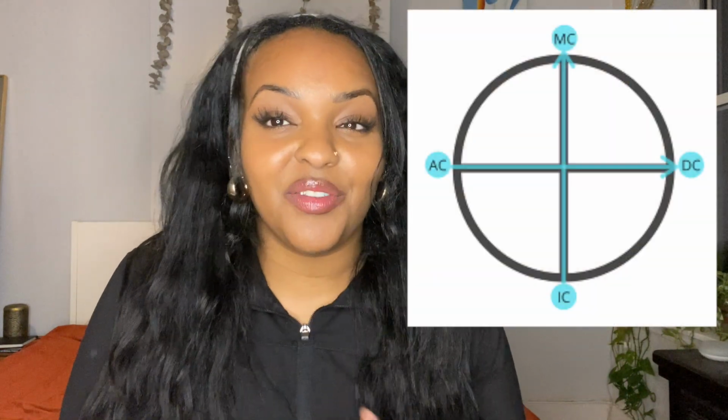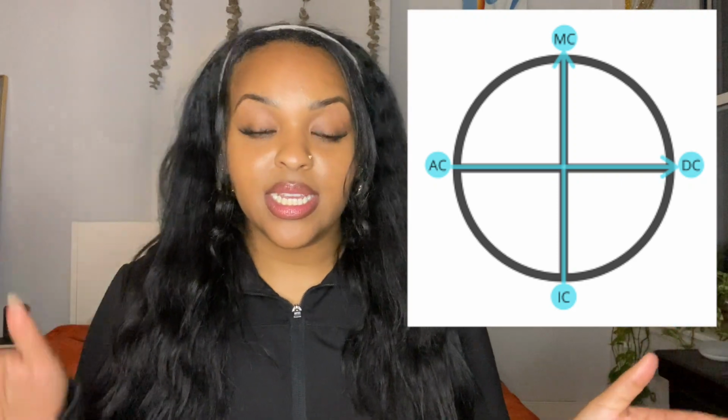But yeah, in this video we're going to be breaking down the X and the Y axis of your birth chart, the AC, DC, MC, and IC lines that are in your chart. It is the 4 points of your chart, the bold, thick black line.